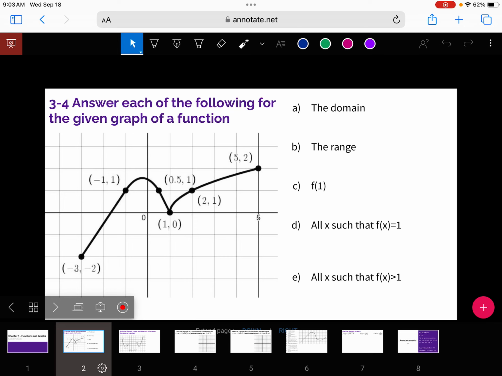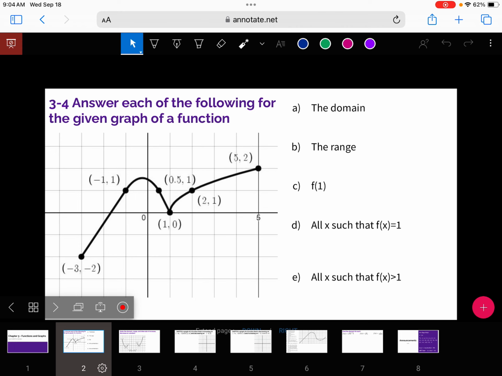All right, so we're going to look at this function, and we're going to do some evaluating here. We're going to name some things. We're going to find domain and range, evaluate it here, figure out all kinds of stuff. So we're going to be looking at weird-looking functions and identifying pieces.